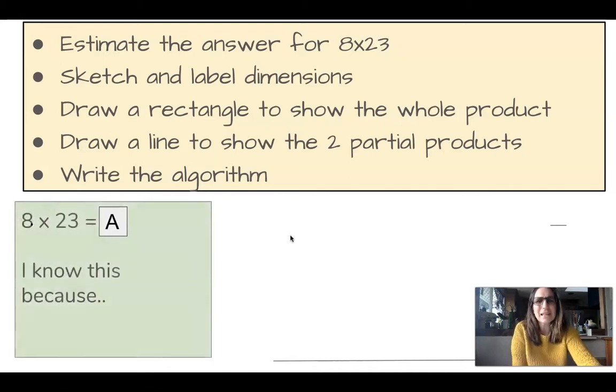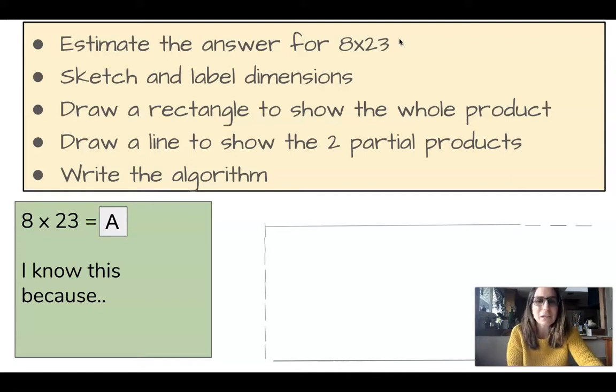Now we're going to look at this 8 times 23 and we're going to estimate the answer first. So let's think about 8 times 20. We're looking at an answer about 160, maybe a little bigger, right? Because it's bigger than 20. Okay, so if we get to the end and our answer is way off from that, then we know that we need to rework our problem.